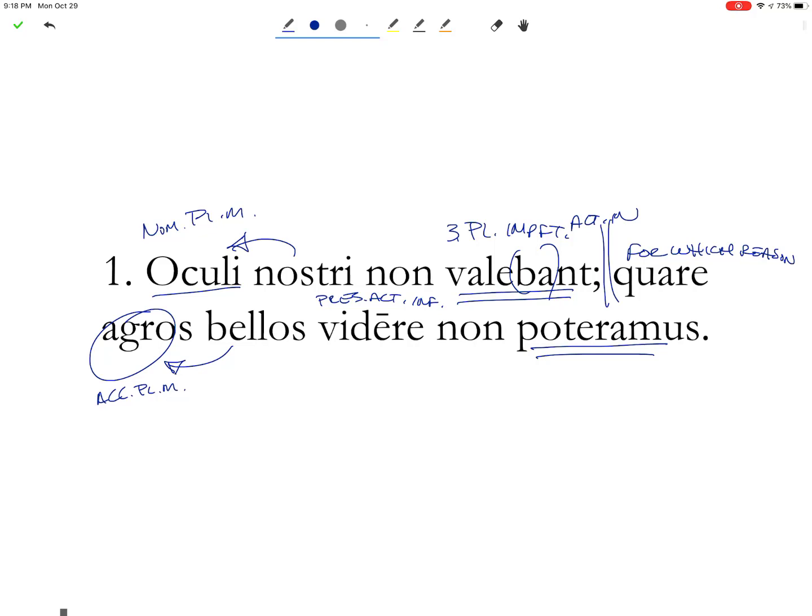bellos is the adjective bellus, bella, bellum, but also the noun for war, bellum, neuter. Well, how can you tell which one it is? Well, in this case, it modifies a noun. Things that modify nouns are adjectives. Our eyes were not strong, for which reason we were not able to see the beautiful fields.